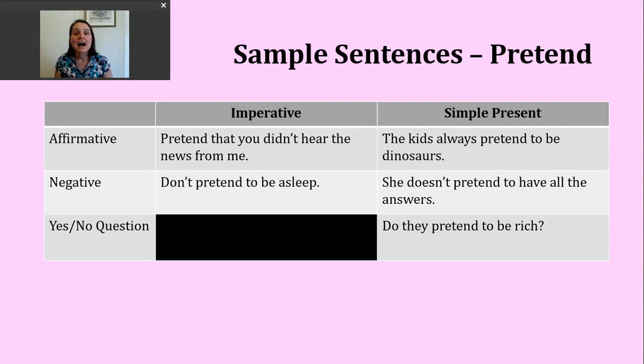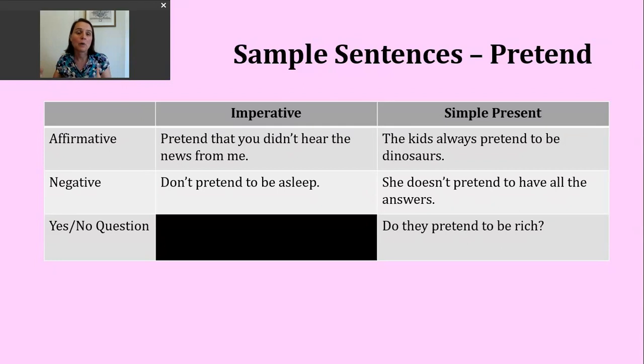So we can start our affirmative sentences with the base verb, or you could add please as your first word, or please at the end, if you ever want to sort of soften and maybe make this seem less forceful or less direct. So here's an example sentence. Pretend that you didn't hear the news from me. So this usage is going to tie back to our first definition.